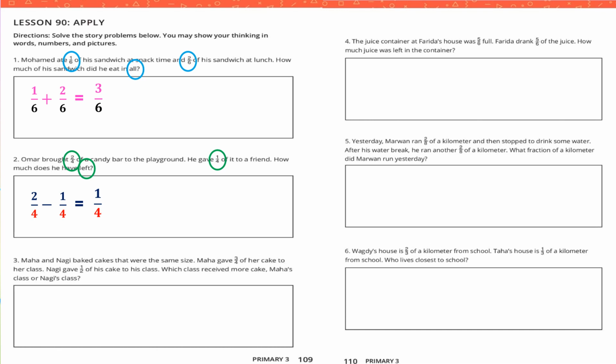Number 3. Maha and Nagy baked cakes that were the same size. Maha gave 3/4 of her cake to her class. Nagy gave half of his cake to his class. Which class received more cake? Maha's class or Nagy's class? Here we wanted to compare. Which is bigger, 3/4 or half? What shall we do here?